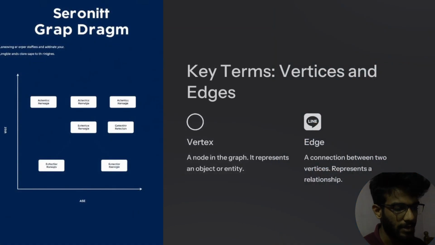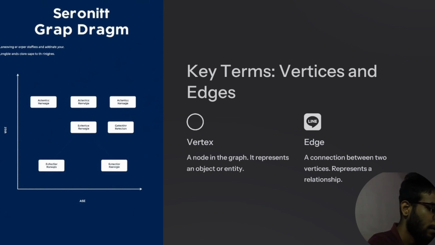Let's go over some key terms in graphs real quick. Vertex, also known as node, represents an object or entity in the graph. And the next one is edge, which represents the connection between two vertices. Got that? Wait, let's keep going.